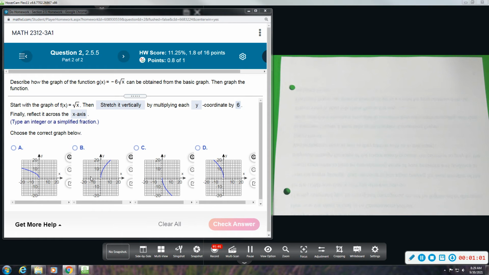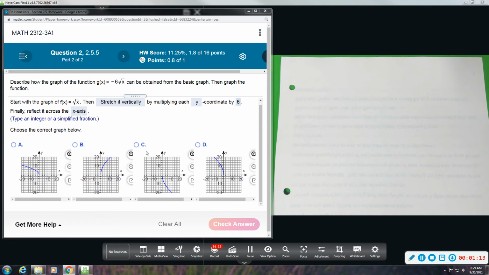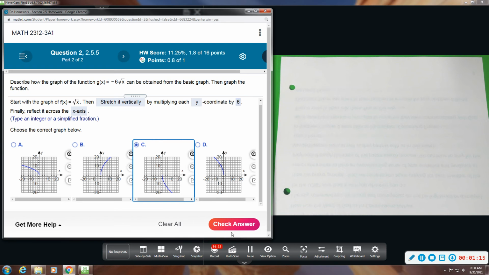So this one matches the vertical stretch by multiplying each y coordinate by 6. And then we're going to reflect it across the x-axis. Okay, so here is the x-axis, so this graph is going to be rotating downward and stretched out. So C is the image that would match that.